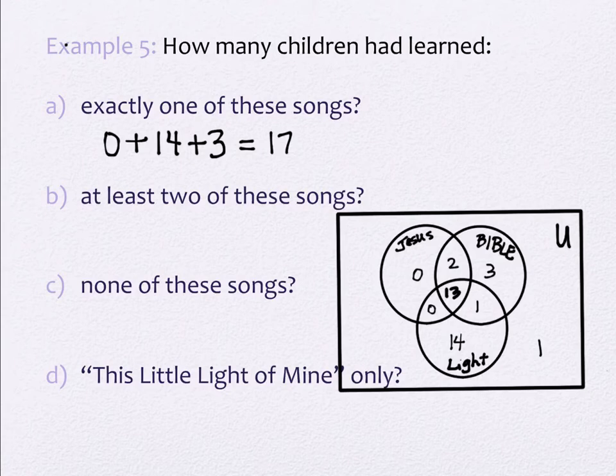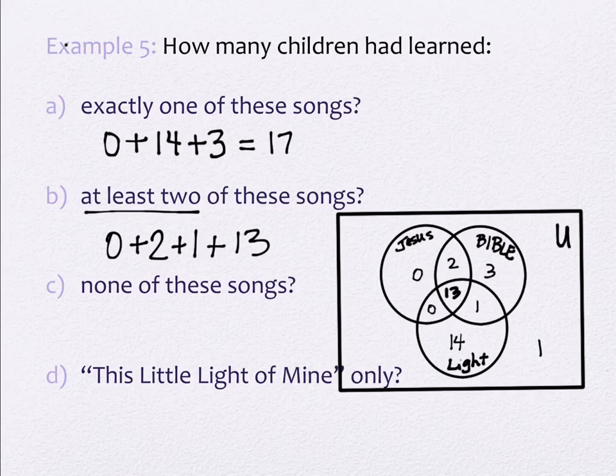How about at least 2 of these songs? What picture parts would those be? What numbers? 0, 2, 1, 3. That's part of it. 0, 2, and 1. Oh, this is in this, so 13. And the middle 13, yeah. So this phrase, at least 2, means 2 or more. So we get the 13 as well. And so how many does that end up being? Yeah, 16. So we have 17, we have 16.